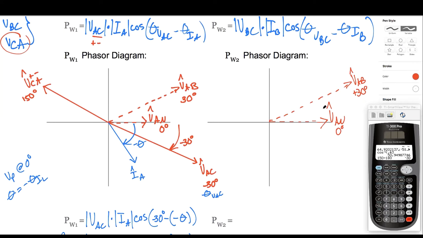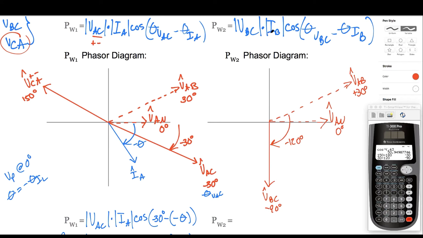So what's 30? What's 30 minus 120 degrees? Negative 90. So VBC is at negative 90. See that? Look. 30 degrees minus 120. Minus 90. All right, there's VBC.